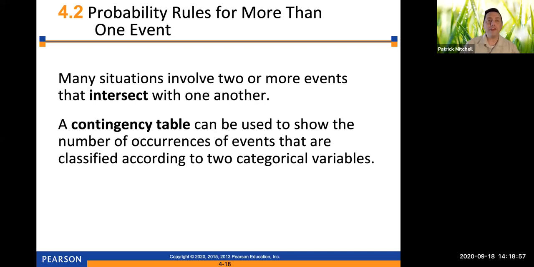We're continuing with Chapter 4 today, and we're looking at Section 4.2, which is probability rules for more than one event. Many situations involve two or more events that intersect with each other. A contingency table can be used to show the number of occurrences of events that are classified according to two categorical variables.